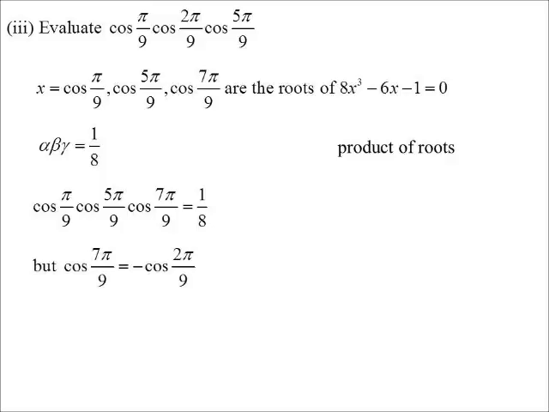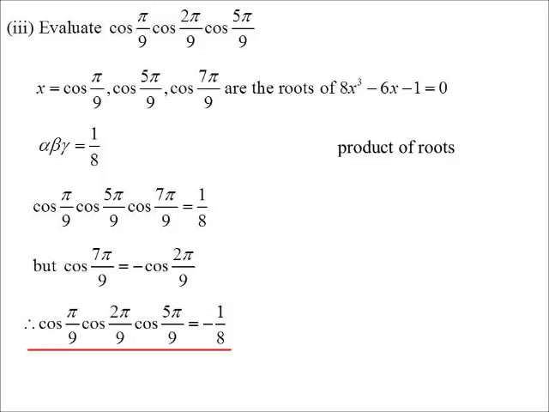But 7π/9 is an obtuse angle. It's in the second quadrant, so it's negative, and it's the same as the acute angle 2π/9. So cos(7π/9) is the same as minus cos(2π/9). So I can now say, well, cos(π/9), cos(2π/9), cos(5π/9), they must be negative 1/8.